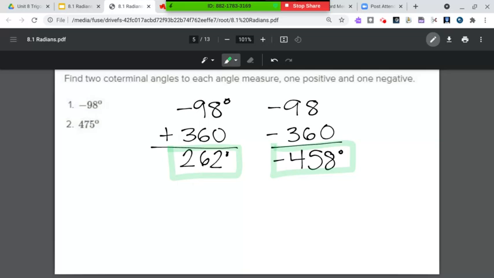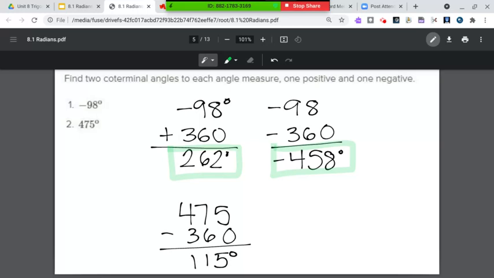Okay, let's go to 475 degrees. We want one positive and one negative. The awesome thing with 475, because it's such a high measure, is I can subtract 360 and still be positive, right? Or I could add 360, it doesn't matter. I'm going to subtract 360. When I subtract 360, I get 115 degrees. 115 is still a positive coterminal measure.